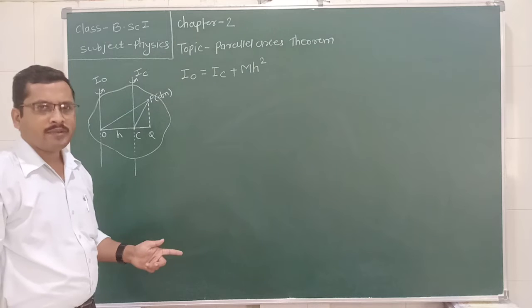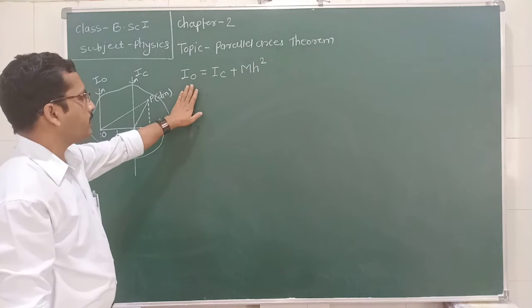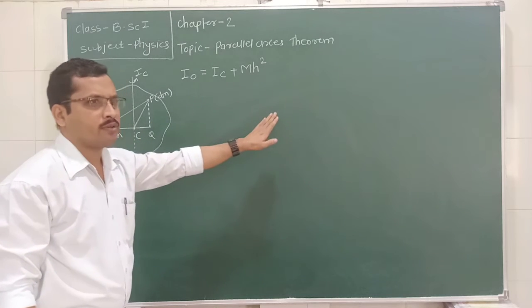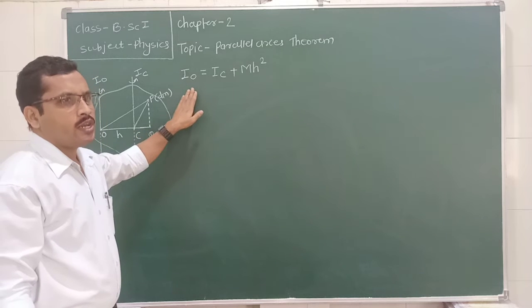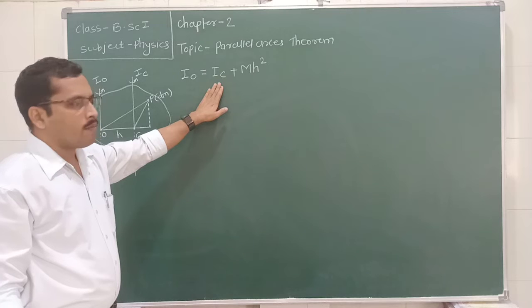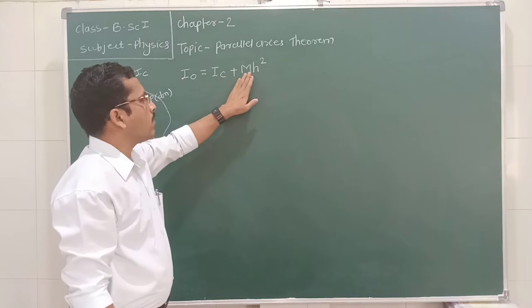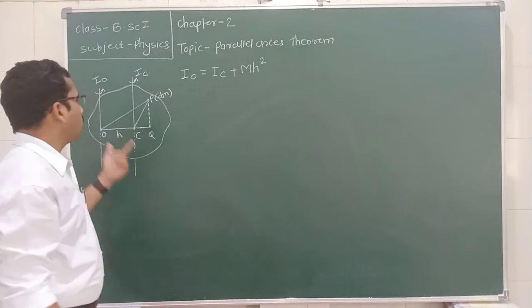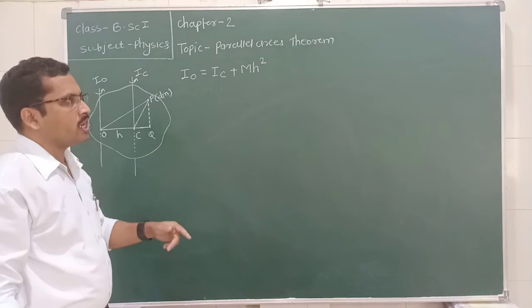So mathematically we can write this parallel axis theorem as I0 is equal to IC plus m h square, where I0 is the moment of inertia we need to determine, IC is the moment of inertia about the center of mass, and m h square is the product of the mass of the body and the square of the distance between the two parallel axes. Okay, so we are going to prove this relation.